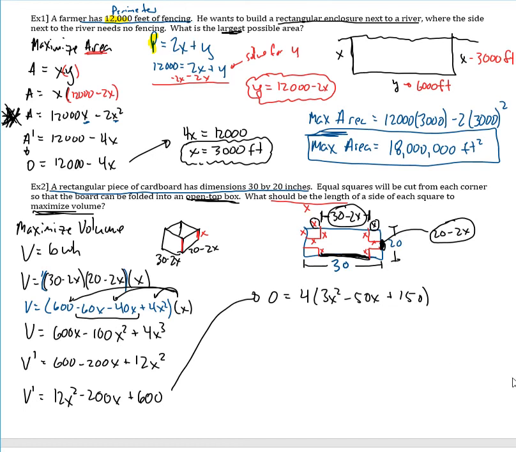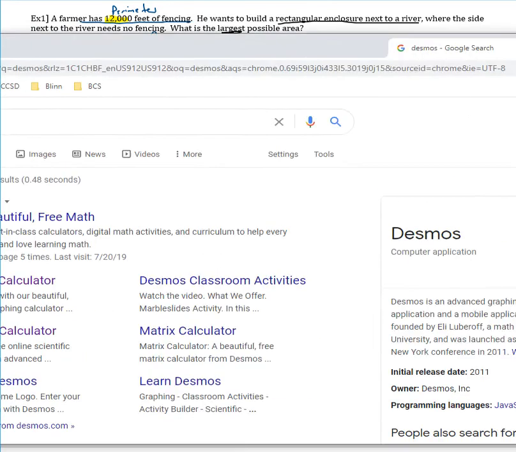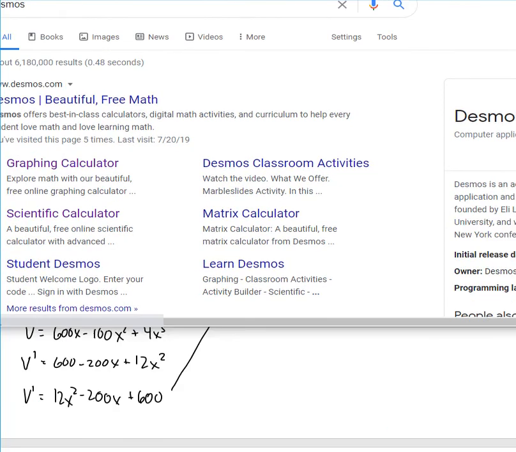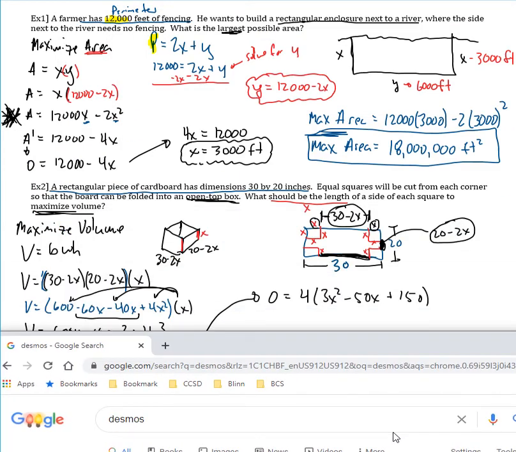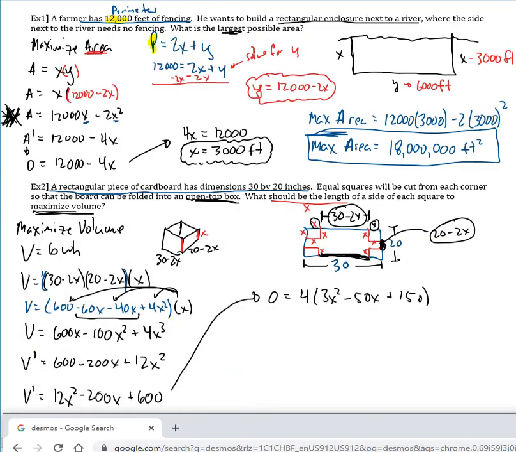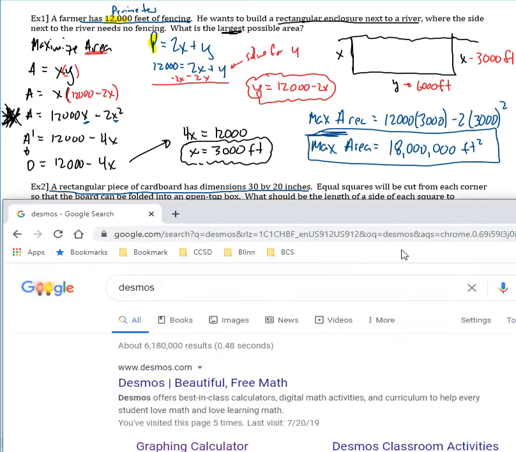Probably either way we need a helping hand here. So the way I'm going to break this down, I'm going to go to our friend, you probably know where I'm going if you've been watching, Desmos. Let me get it open. So here's Desmos. What I'm going to do is just graph the equation that was our derivative, the 12x squared minus 200x.